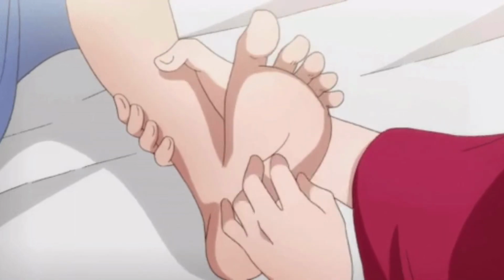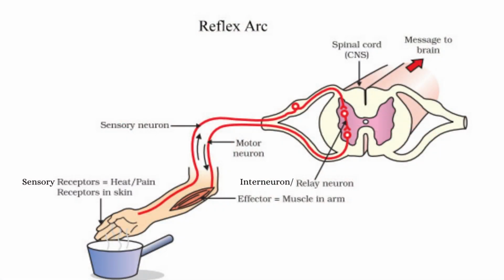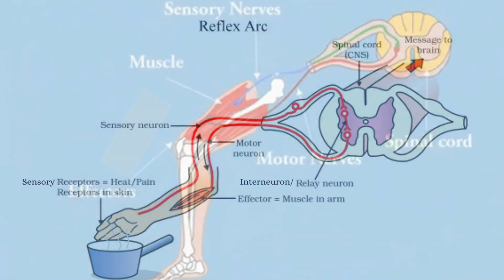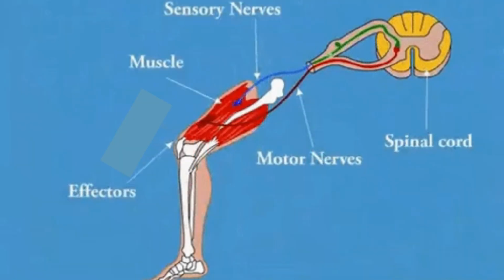The sensory receptors in your foot detect the tickling sensation and send signals to your spinal cord. These signals are carried by sensory neurons, which transmit the sensory information from the receptor to the central nervous system. In our example, the sensory neuron transmits the signal from your foot to your spinal cord.